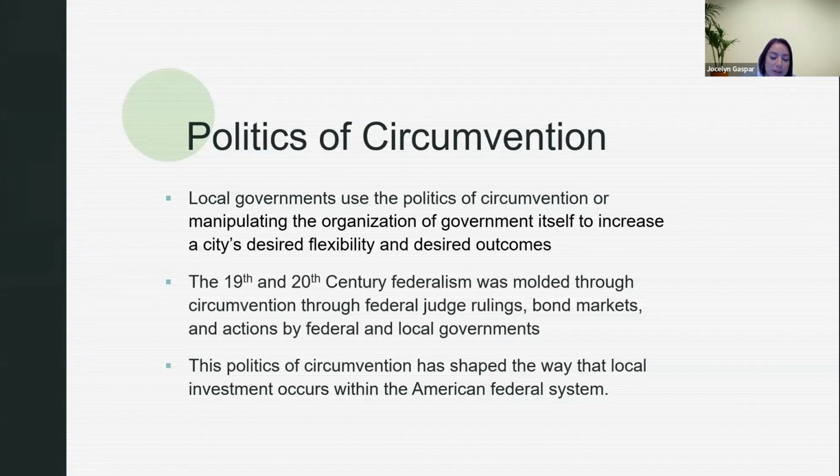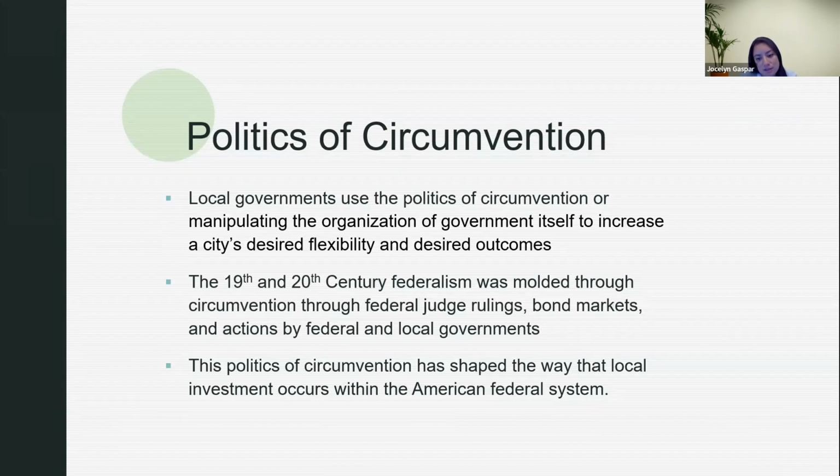So then the article ties into the politics of circumvention. The article moves to the strategies used by governments to increase their power and shares that governments use politics as circumvention. And by circumvention, she means manipulating the organizations of government itself to increase a city's desired flexibility and desired outcomes. And this was seen in the 19th and 20th century as federalism was molded through the use of circumvention. Circumvention was used through federal judge rulings, bond markets, and actions by federal and local governments.